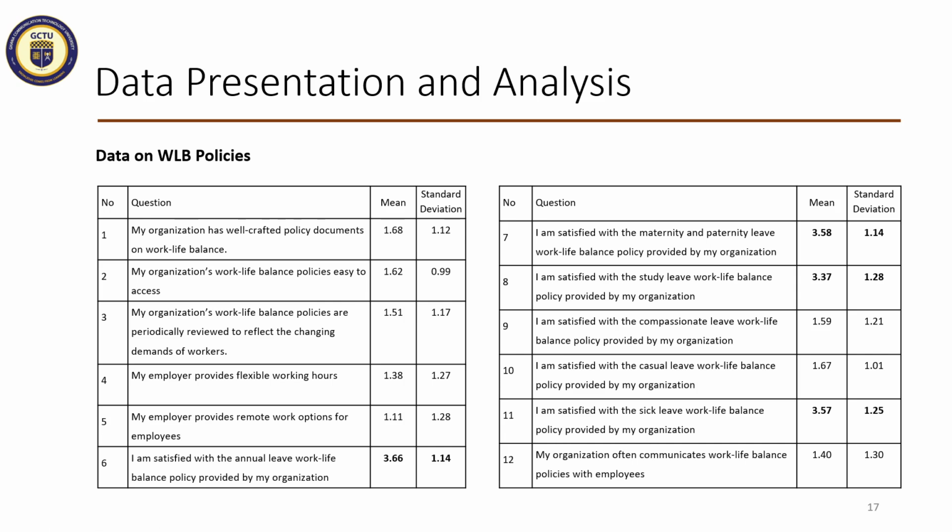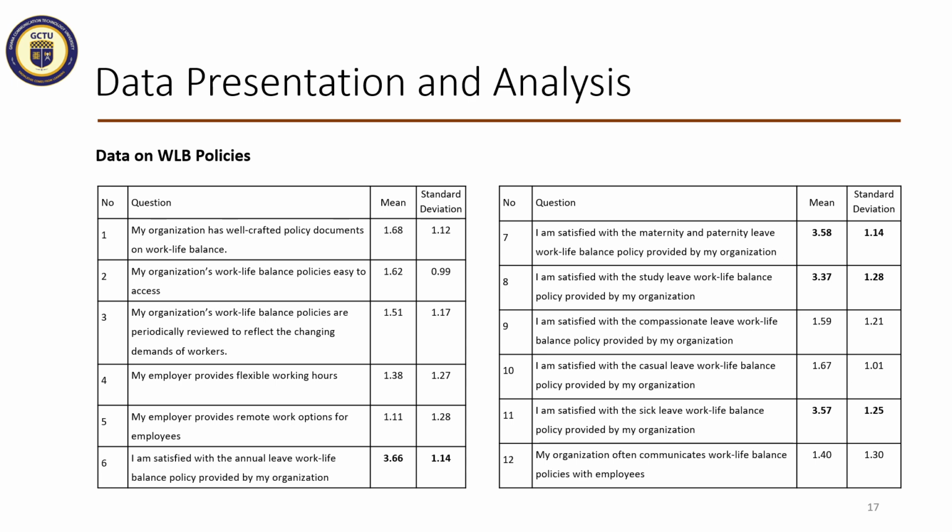Okay. So the most significant ones we saw, for instance, with the question "I am satisfied with the annual leave work-life balance policy provided by my organization," the mean was about 3.66. The scale was between 1 to 5, with 1 being the lowest and 5 being the highest. People who chose 5 meant "I strongly agree," and those who chose 1 meant "I strongly disagree." So a mean of 3.66 is above the average.